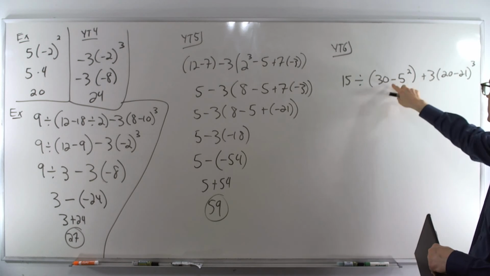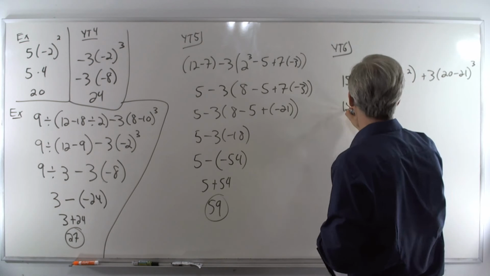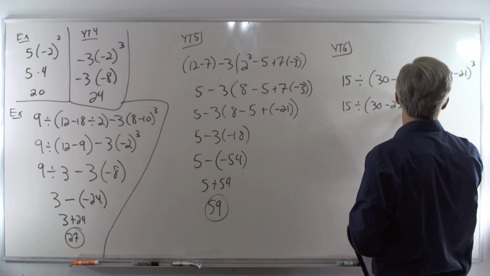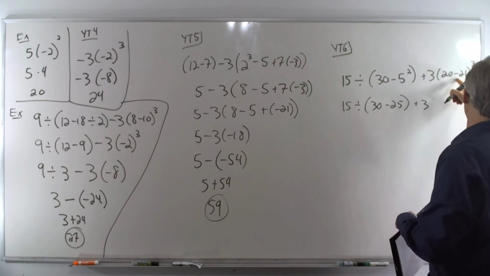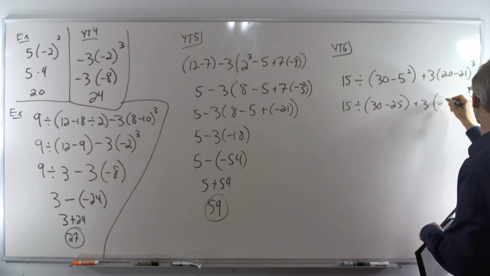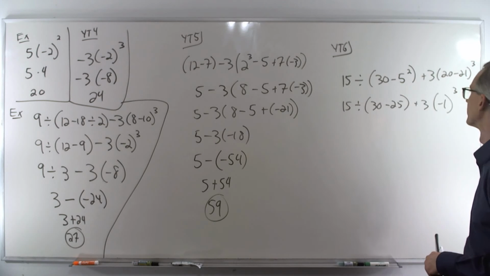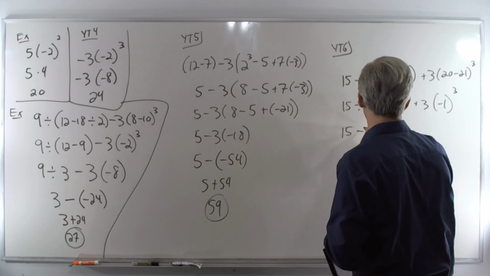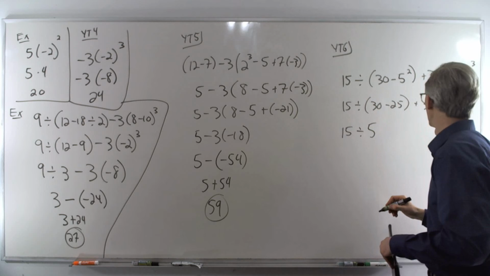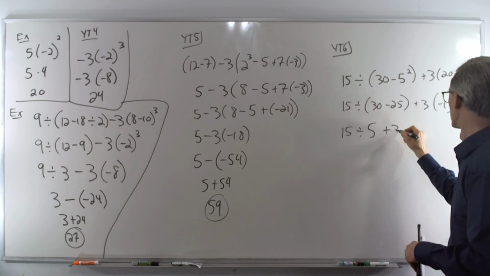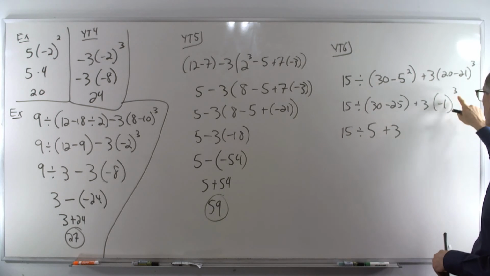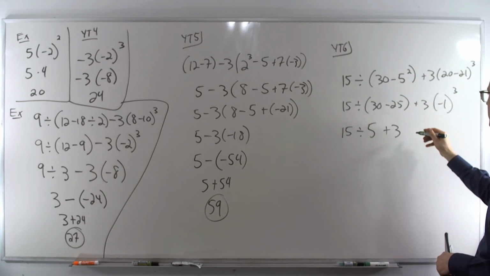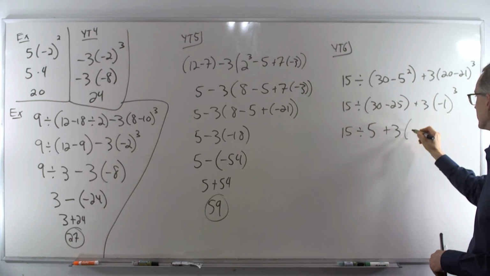So inside the grouping symbols, do the exponent first. And then we'll do this, 20 minus 21, negative 1, negative 1 to the third. All right, we can finish off here. So that's 15 divided by 5. And we're separated by addition, so we'll go ahead and do this exponent here. It won't affect anything over on the other side. So that'll be 3 times negative 1 to the third is negative 1.